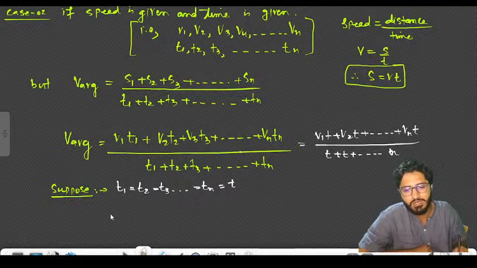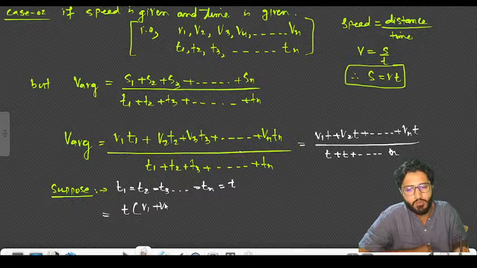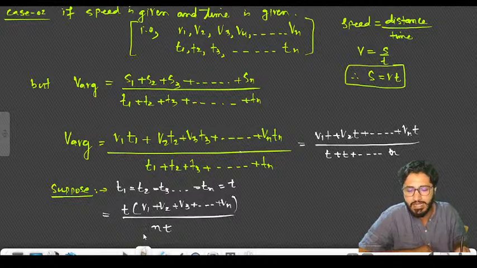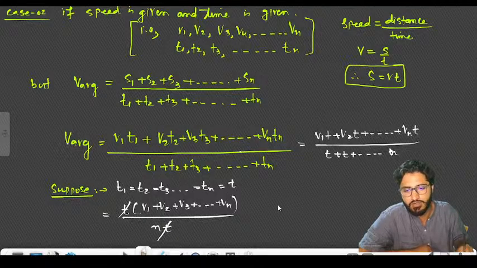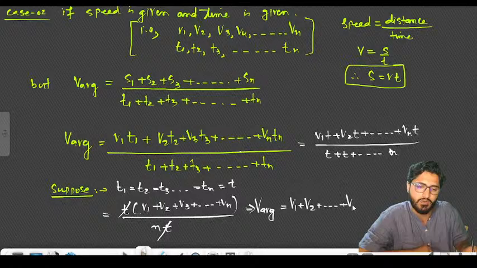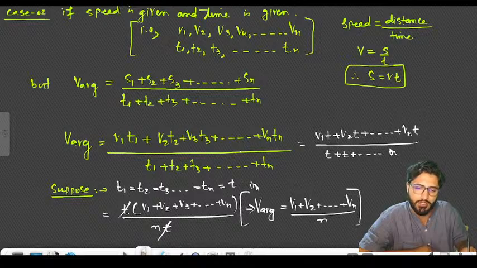So what can I write now? I can take T common. So internally I am having V1 plus V2 plus V3 up to Vn, whole divided by N times T. T cancels out. So therefore I can write V average equals V1 plus V2 up to Vn, whole divided by N. This relation is important.